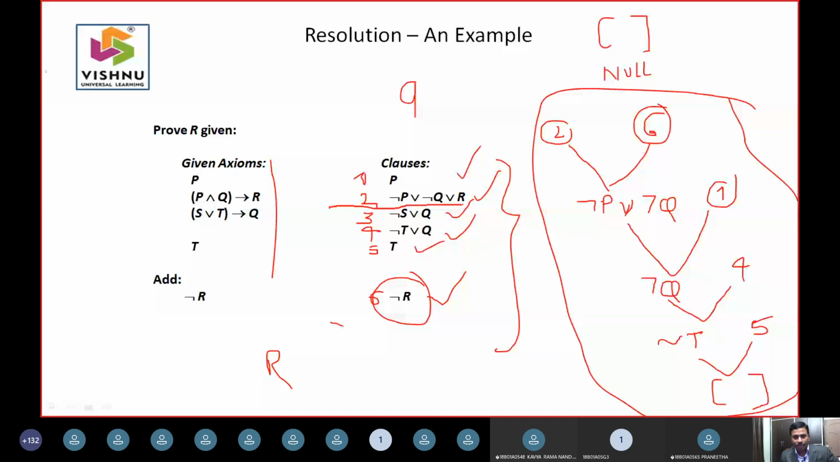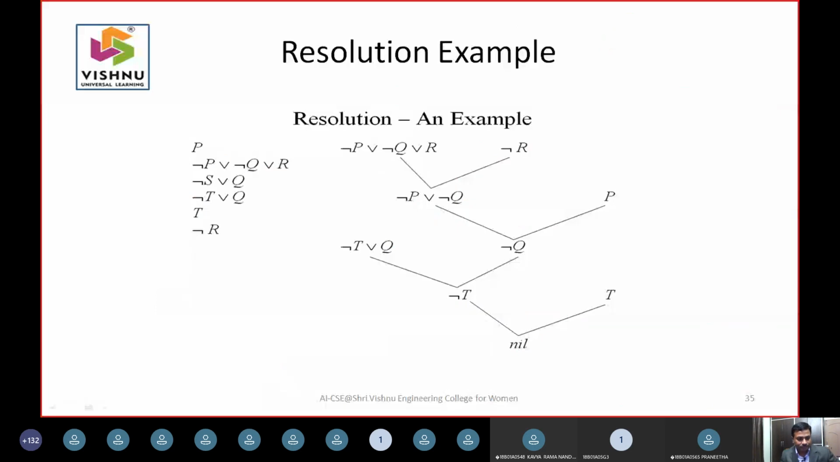There is no problem. But the resolution algorithm will work like this. You unite 2 operands, get a resultant one. Then you unite this with 1, you get something. You unite with 4, you get something. You unite with 5. Finally, you get this null. Once you get this null, the meaning is whatever you have taken is wrong. So for a better understanding, whatever I have done will be replicated in the next slide. See here, this is what your resolution algorithm says.